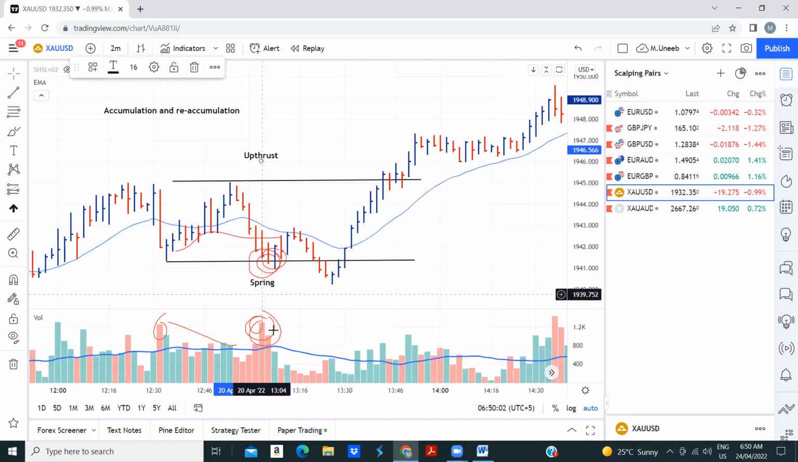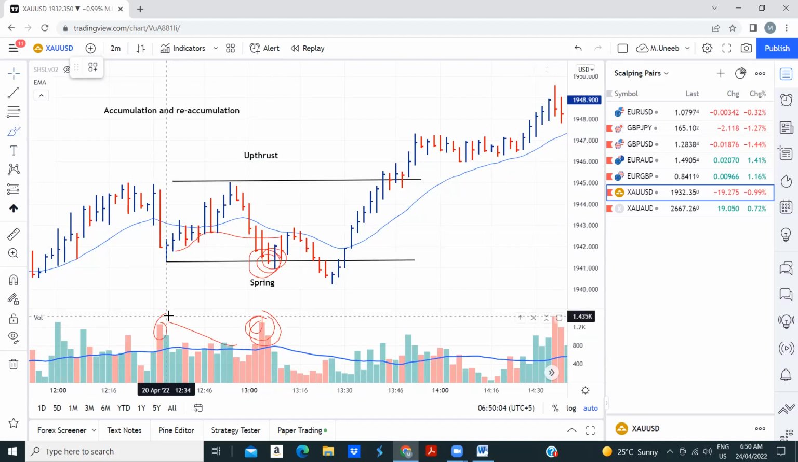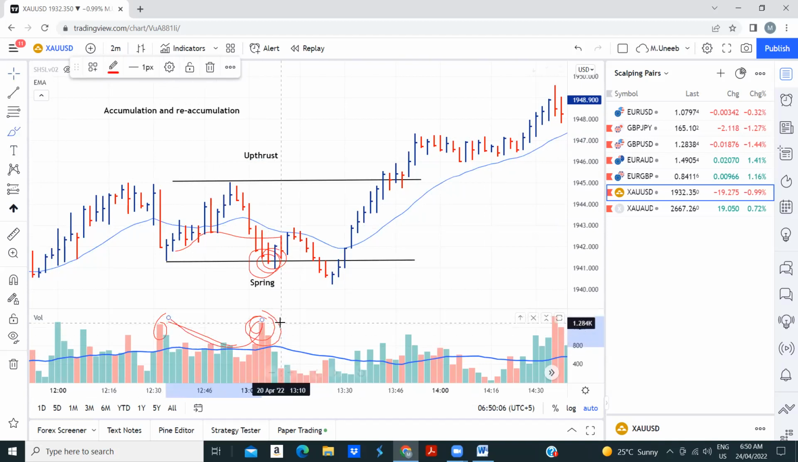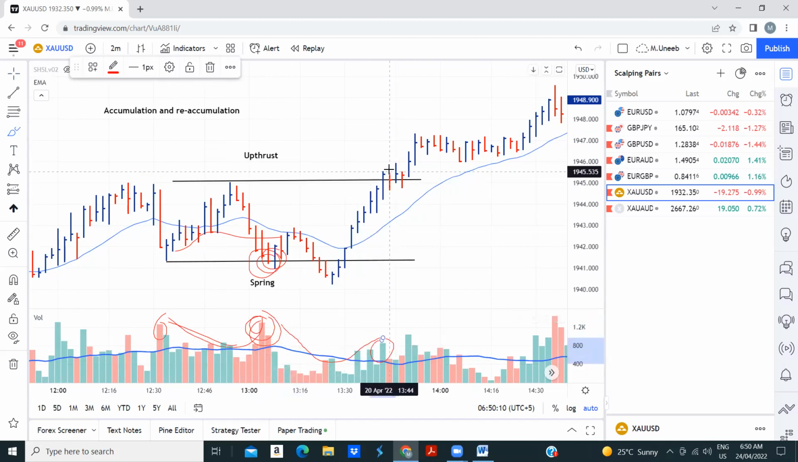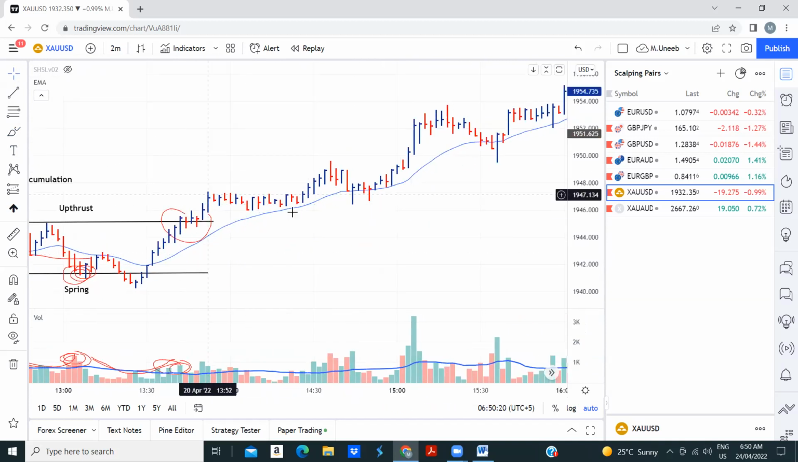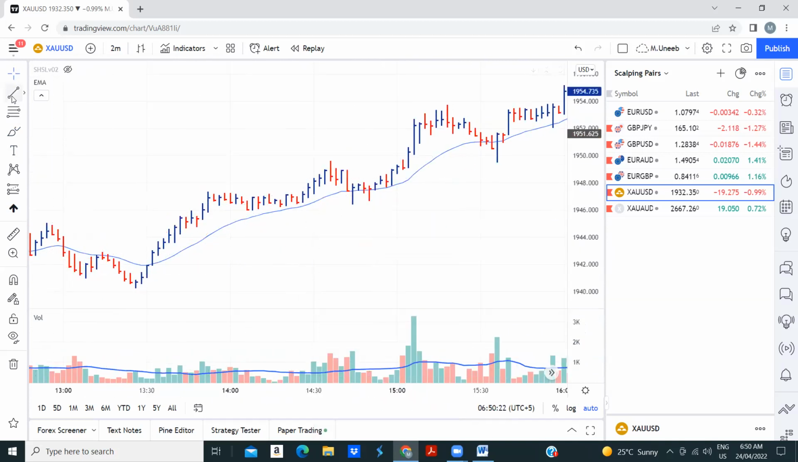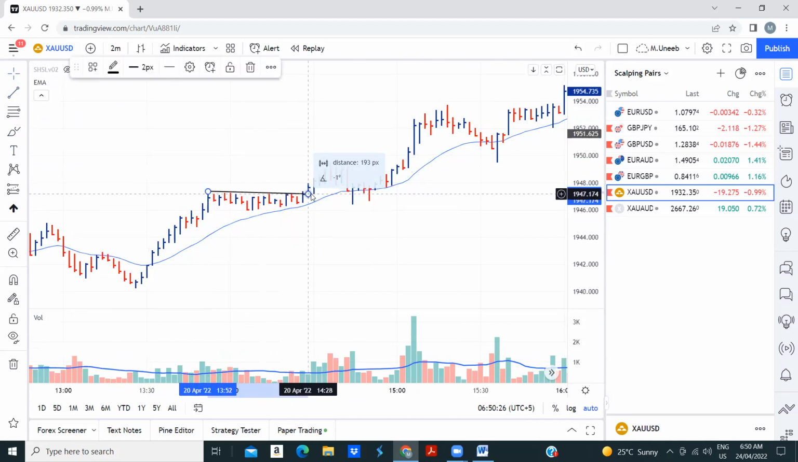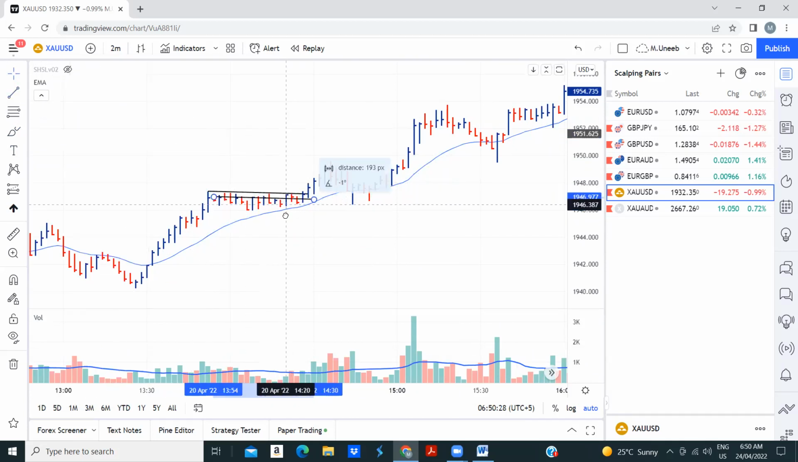During the spring process, we see increased volume, and you can see this U shape. And then as we go up again, the volume decreases. And as we break out, can you see the breakout here? We again see an increase in volume, a U shape. So this is the reaccumulation process. This is here as well. This is reaccumulation. This is also reaccumulation. Why is this reaccumulation?